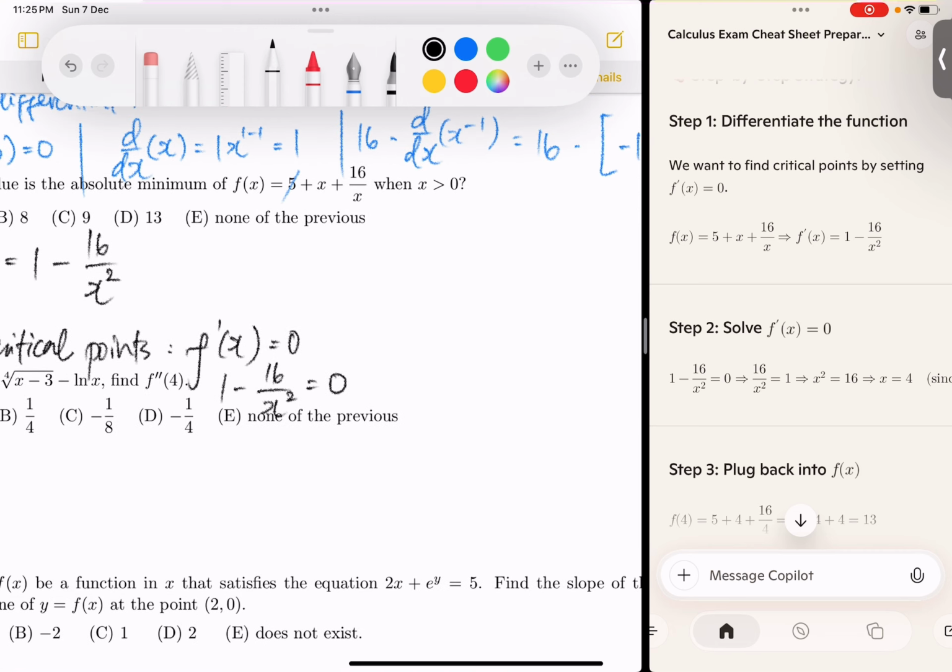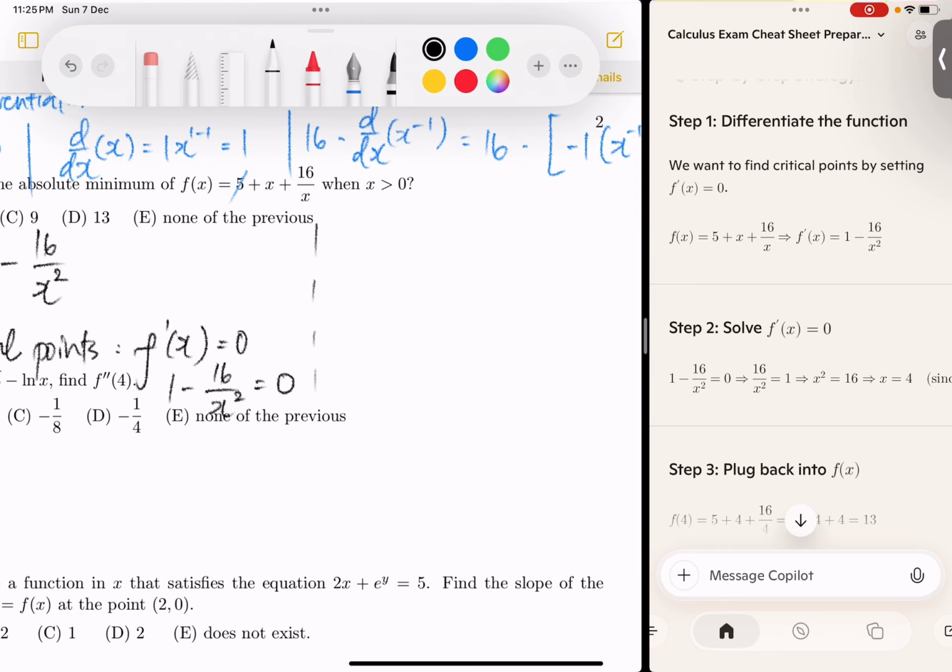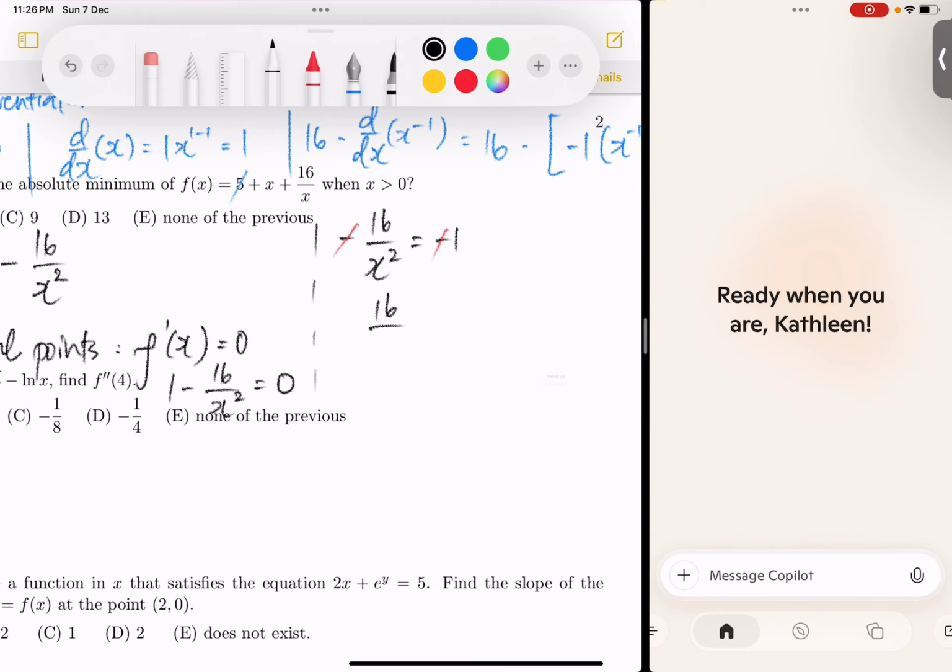It means that 1 minus 16 over x squared is equal to 0. Then we can move one to the other side. It will become negative 16 over x squared equals negative 1. We can cancel this out because both are negative. So that'll just leave us with 16 over x squared equals 1. Then to get rid of the x squared, remember, we just have to take the square root of 16, which is equal to 4. So x is equal to 4.